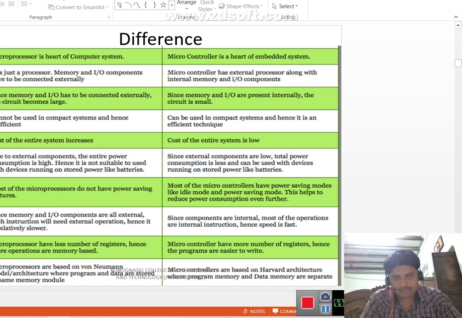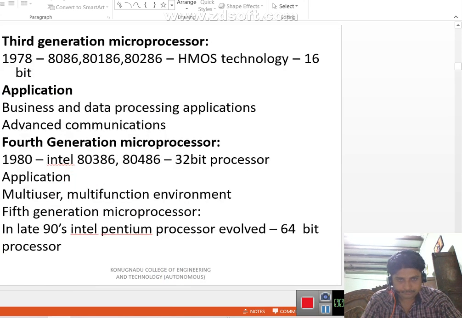The cost of the system increases with a processor, whereas the cost of the system is very low in the controlling unit. Okay. Then in the microprocessor, I already discussed the register. It is a storage of information. The processor has a smaller number of registers, whereas in the controller we have a larger number of registers. So these are the key differences between the processor and controller.